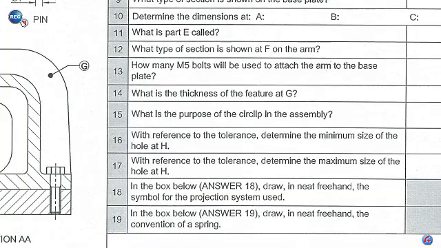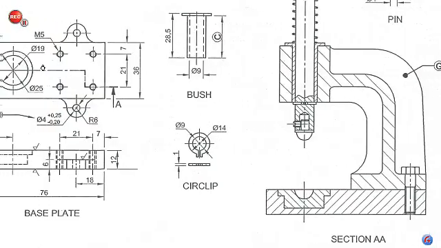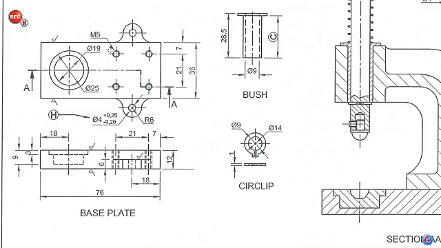Number 13, how many M5 bolts will be used to attach the arm to the base plate? Learners, this is the arm and that is the base plate here, and there will be M5 bolts that will go through here, which is that over there. So we will have to determine how many of those are there. If we scan across, you will find that there will be 1, 2, 3, 4 M5 bolts which will secure the arm to the base plate.